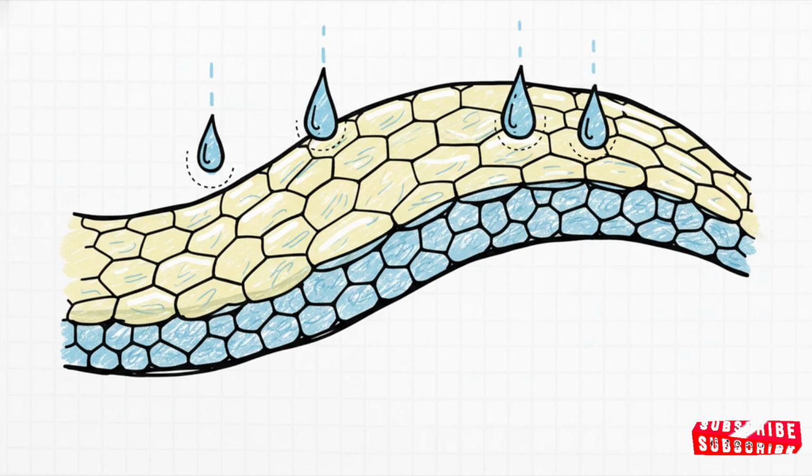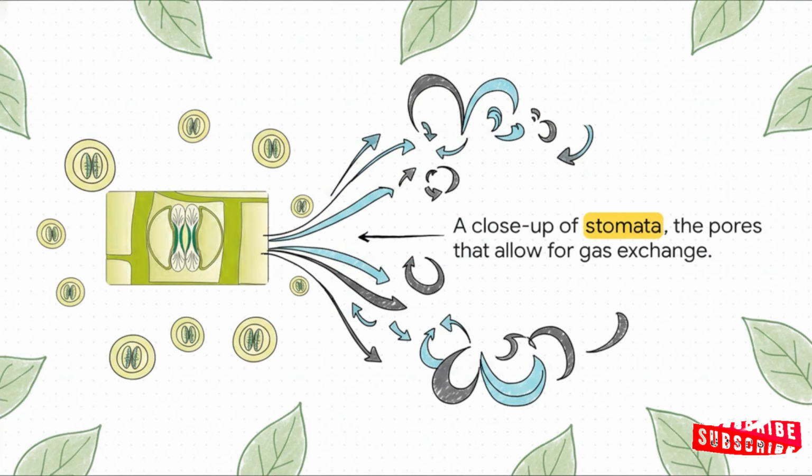This is the outermost layer, usually just a single cell thick, and it forms a protective skin over the entire plant. On the stems and leaves, it's almost always covered by this waxy layer called a cuticle, which is super important for preventing water loss. But here's the cool part. This skin isn't solid. It's covered in these tiny adjustable pores called stomata, and these are absolutely crucial.